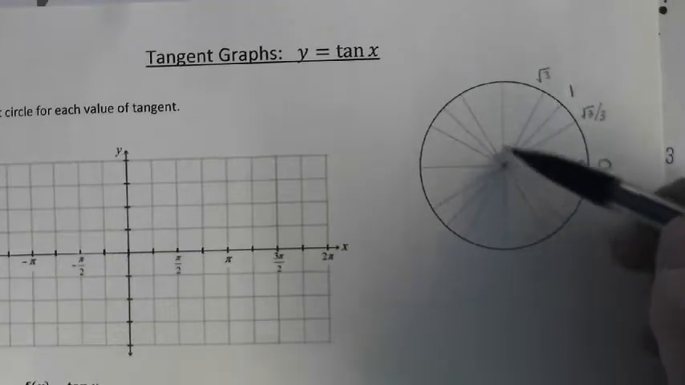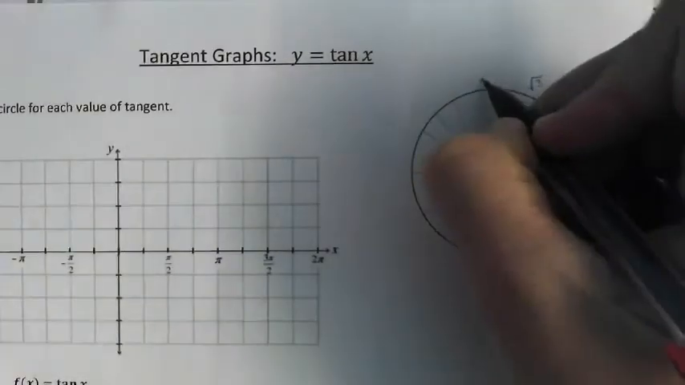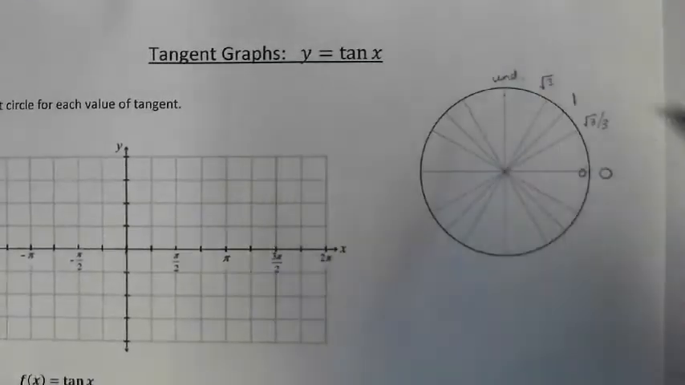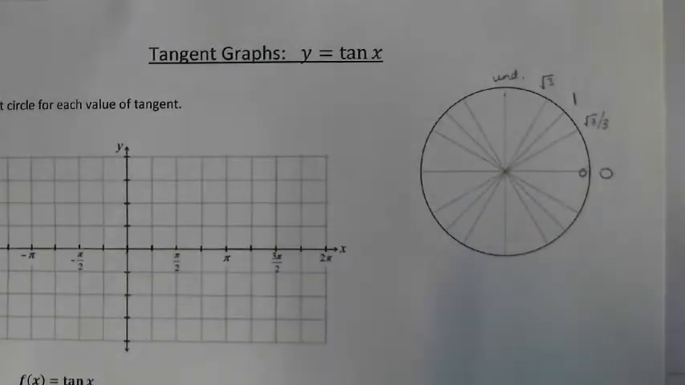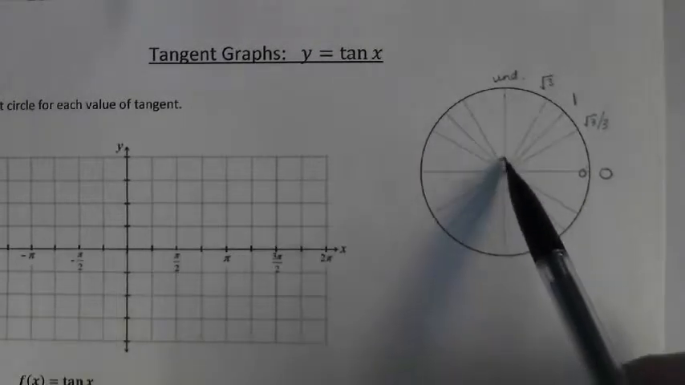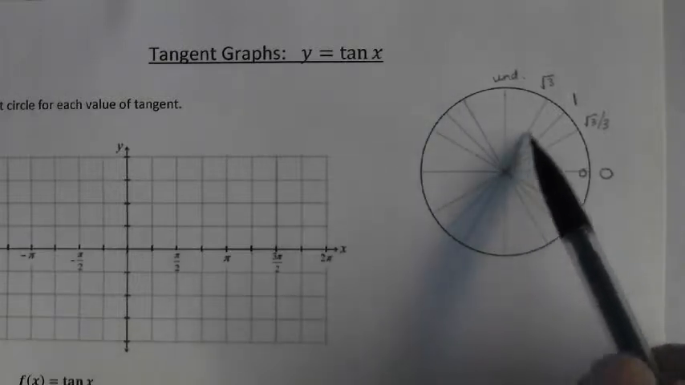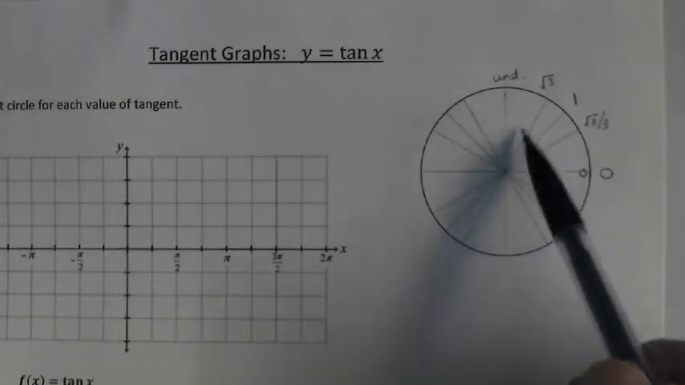And what's the tangent of pi over 2 or 90? Undefined. So this is different than sines and cosines because we never ran into an undefined before. Okay? So once we get past that, this angle here, which is 2 pi over 3, still has the same reference angle as this one, pi over 3.